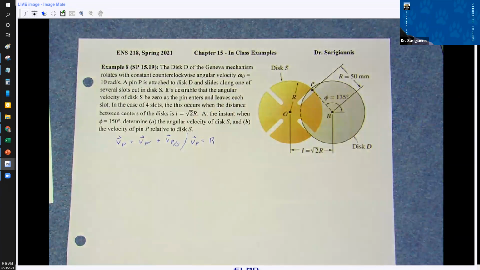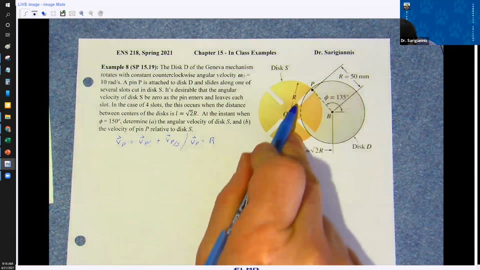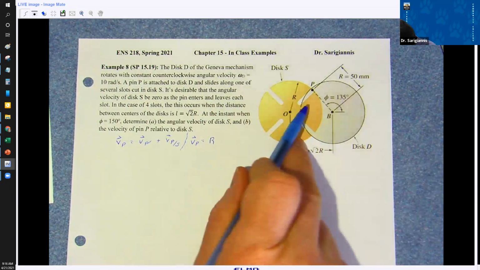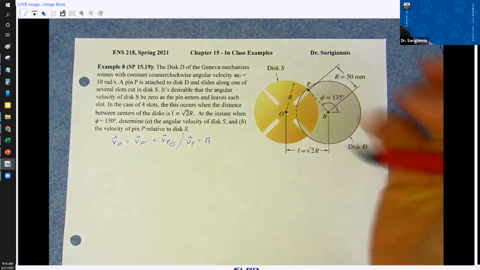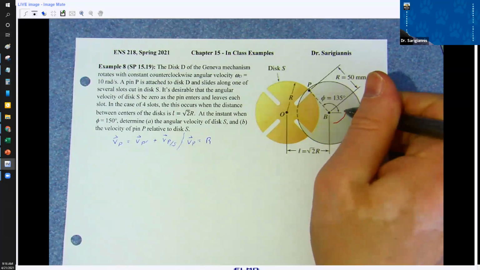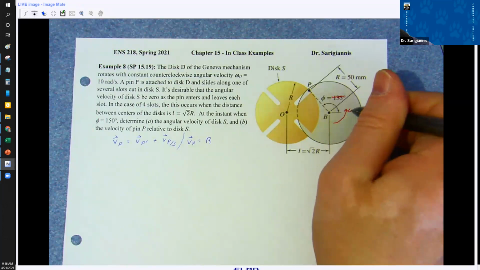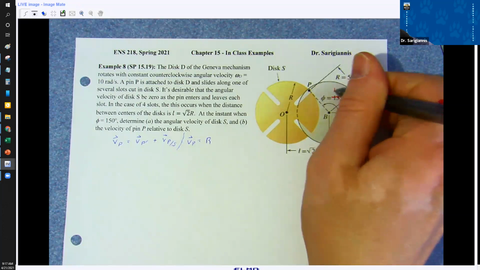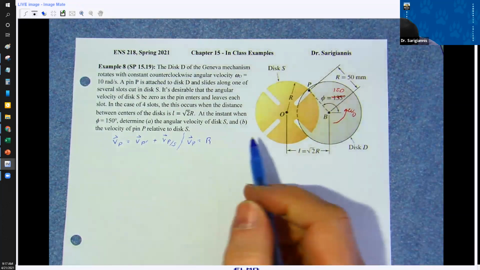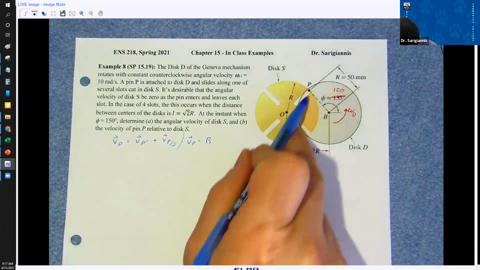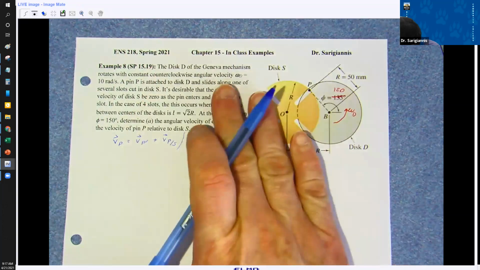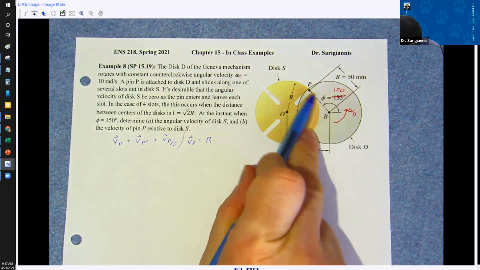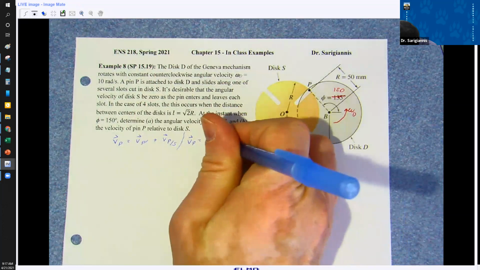R, what was I doing here? Oh yeah, VP is R omega D. Oh, that's R, both R's are the same. Let me draw the omega on here. All right, so the velocity of P, without the frame of reference of S, is just by itself the radius times omega D.